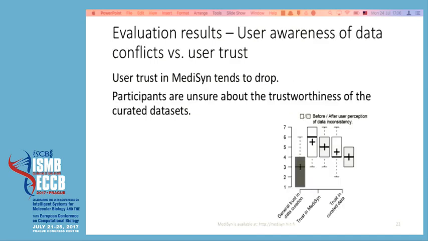During the first task, the users had no idea about the conflicts in the system, so we gathered the user trust in the system and the dataset. After the second task, they found there are conflicts in MediSyn. We gathered the user trust again, and we find the user trust in MediSyn tends to drop. But most participants never used any of the datasets, so they are unsure about the trustworthiness of the 2 curated datasets.